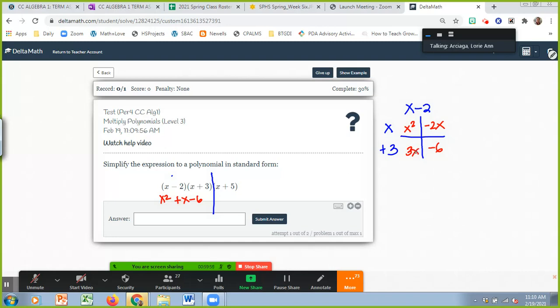Okay, once you have that, you have to make a 3 by 2 box, because that's a trinomial and that's a binomial. So let's do that. X squared.